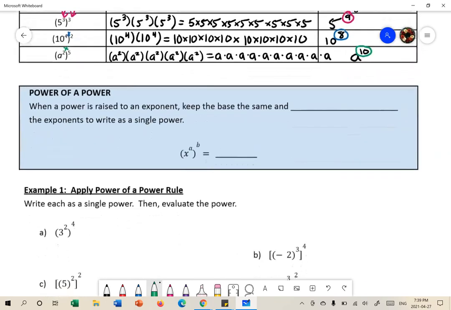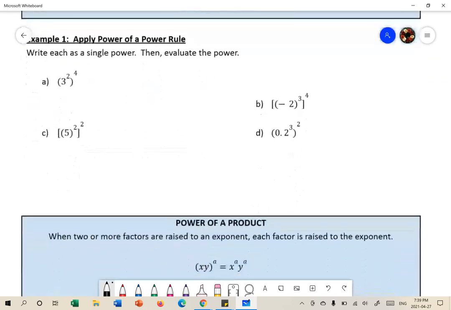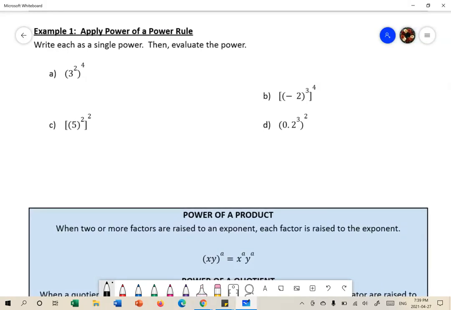So to summarize, when a power is raised to an exponent, keep the base the same and multiply the exponents to write as a single power. So x raised to a, all raised to b, is keeping the base the same as x raised to a times b. Let's practice. Write each as a single power, then evaluate the power.